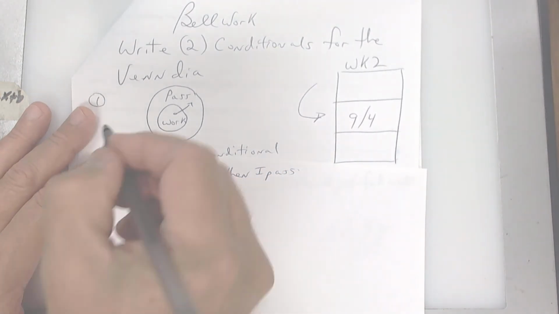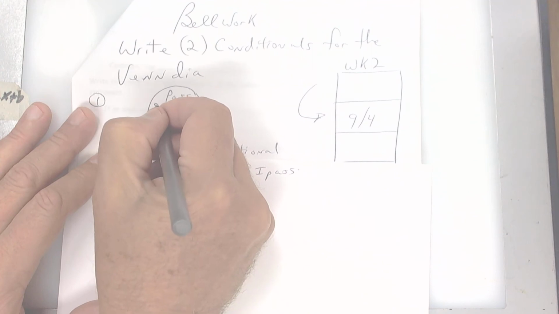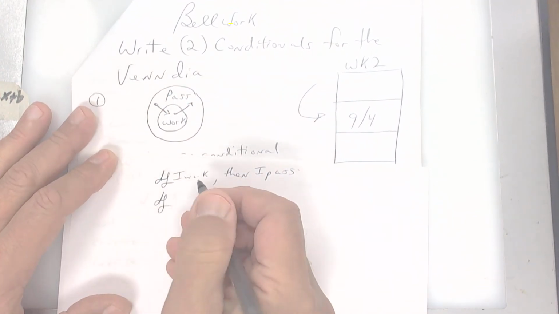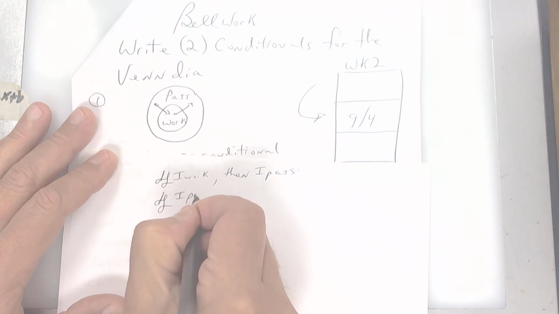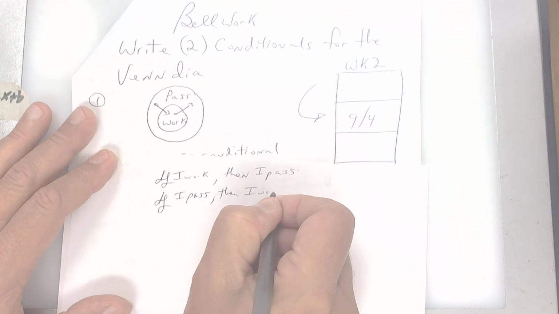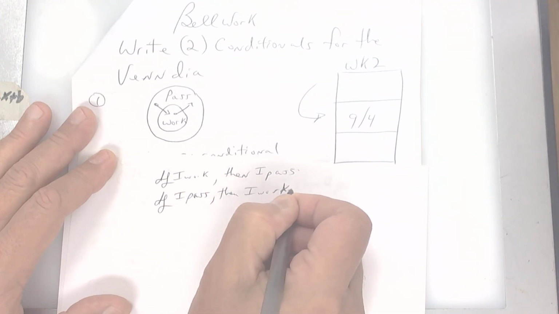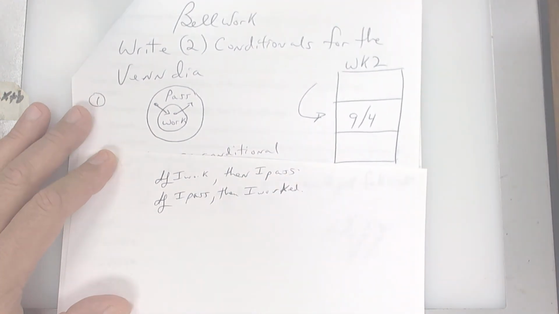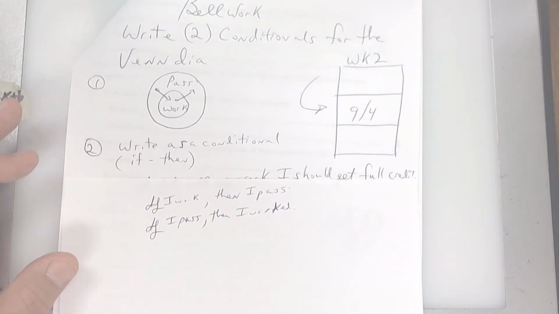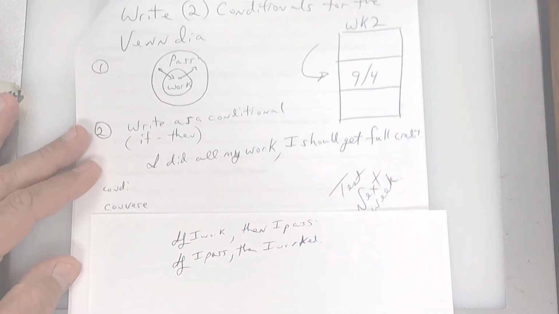Then you go from the outside in. If, which is the converse: if I pass, then I worked. Okay? Those are called conditionals. All right, next. Write as a conditional, we just did that.